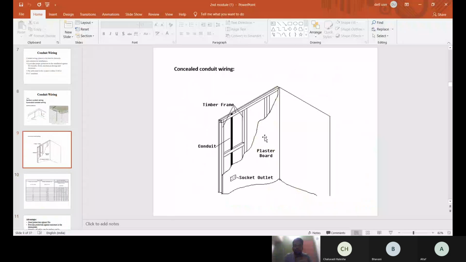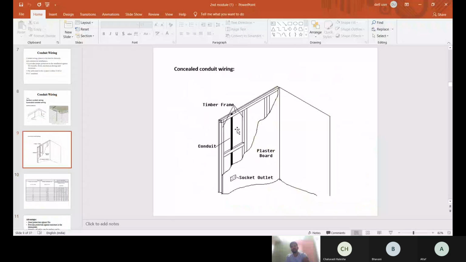We can observe here a socket outlet. Only the socket outlet is visible. In our day-to-day life, we can't see the conduit wires on the outside of our walls. These are inbuilt, that is concealed, within the walls. This looks good, and for the beauty of our appliances and our home surroundings, it is a very good type of conduit wiring.